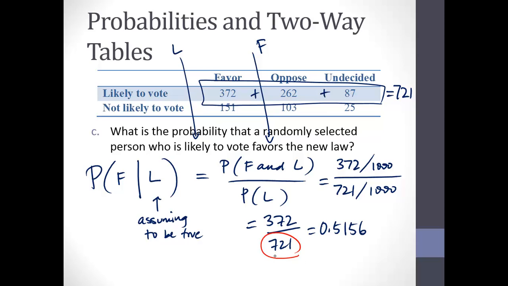That becomes our new denominator here. And so then we kind of just zoom in on that row and assume that the other part doesn't happen. How many of those people are likely to vote or favor the vote, excuse me. And again, we get 372 out of those 721. So the way we did it back in chapter 6 gives us the exact same answer, just putting this into our new framework here.